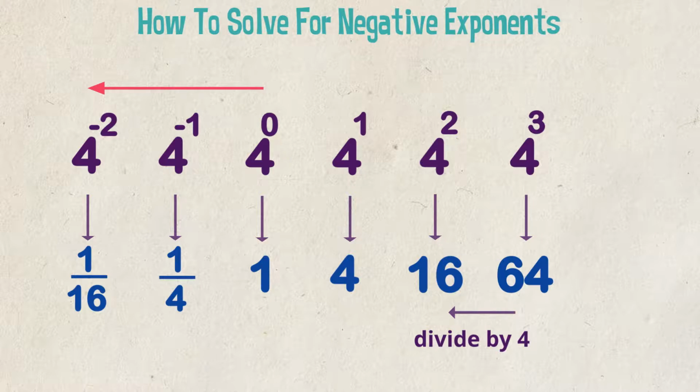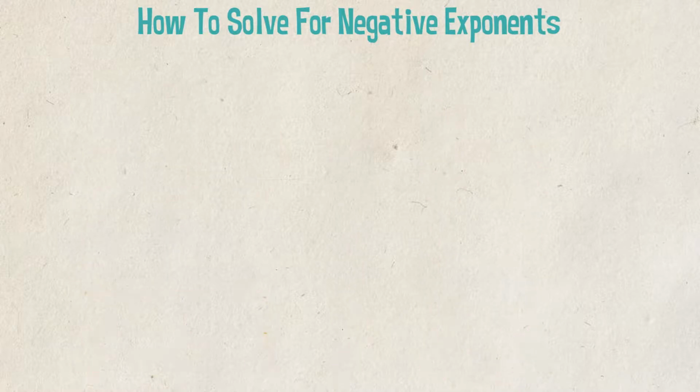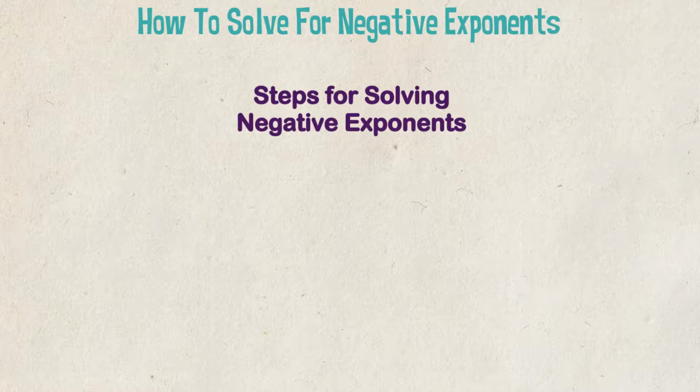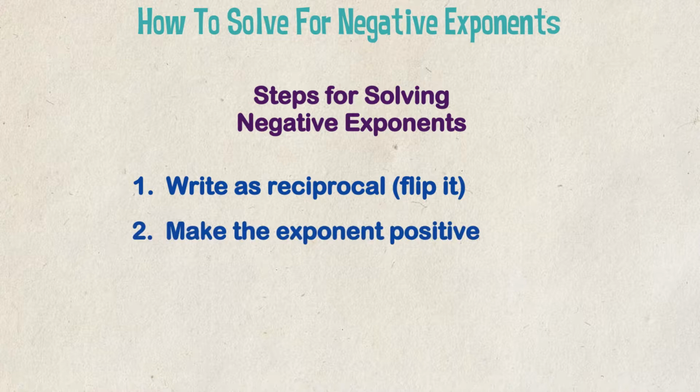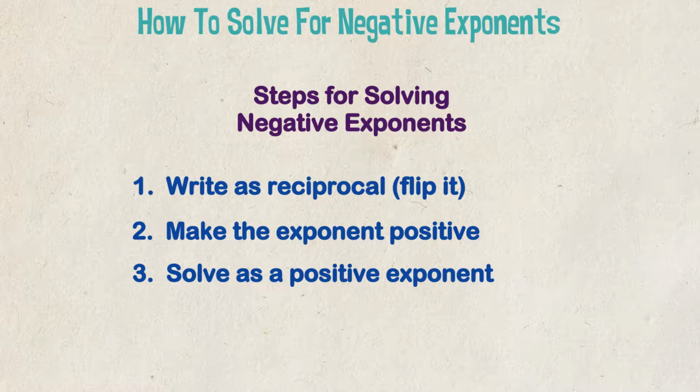Now that you know the theory of how negative exponents work, and how they represent repeated division instead of repeated multiplication, let's look at the steps involved for solving them. The steps for solving negative exponents are: Step 1. Change the number to its reciprocal. Step 2. Make the exponent positive. Step 3. Solve as you would a positive exponent.